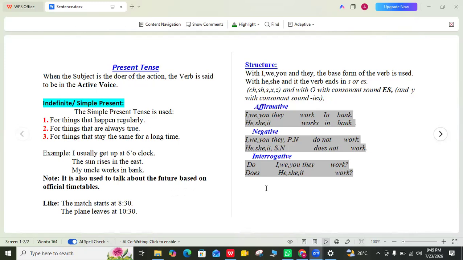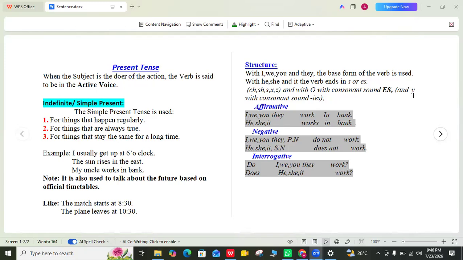Now we come to the structure. With I, we, you, and they, the base form of the verb is used. And with he, she, it, we add s or es to the main verb. One thing you need to focus on here is that with the verbs which end with ch, sh, s, x, z, and with o after a consonant sound, you will add es at their end, and y after a consonant sound becomes ies.